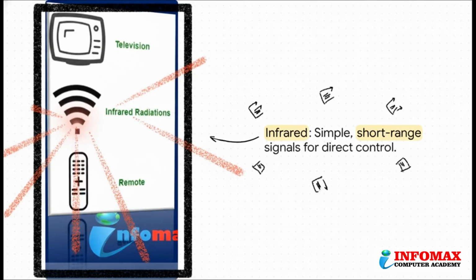And finally, let's talk about infrared. I guarantee you use this every single day. The perfect example? Your TV remote control. This is one of the simplest forms of unguided media out there. It just sends a direct, invisible beam of light from a transmitter to a receiver.